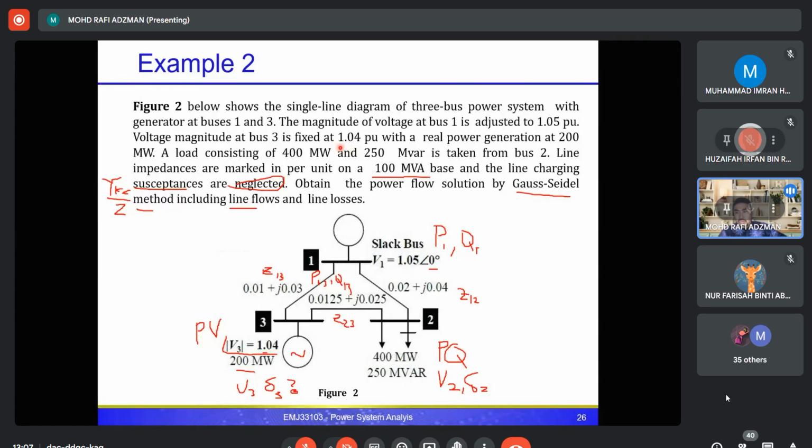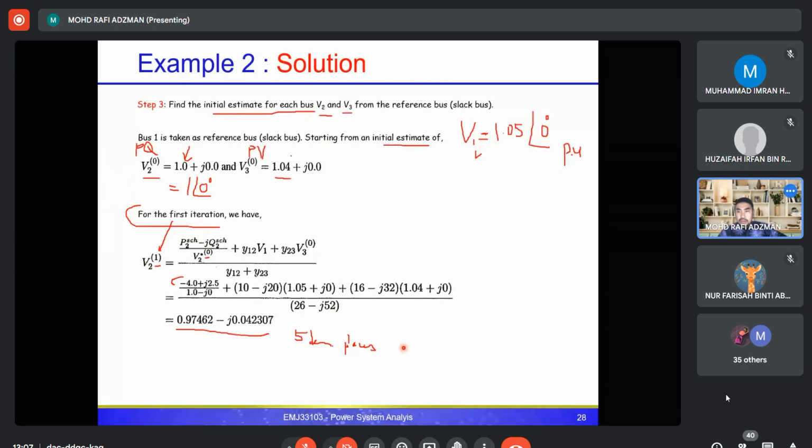Okay, so V3 you should fix to 1.04. The only thing for the initial value of V2 and V3 should be 1 with the angle 0. Okay, start with 1 angle 0 for V2, and you can start doing your first iteration.